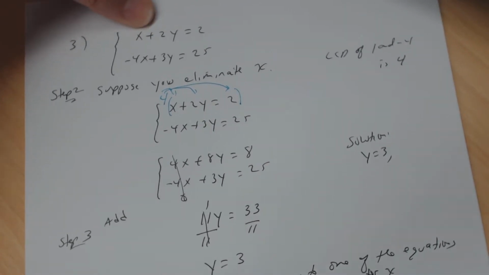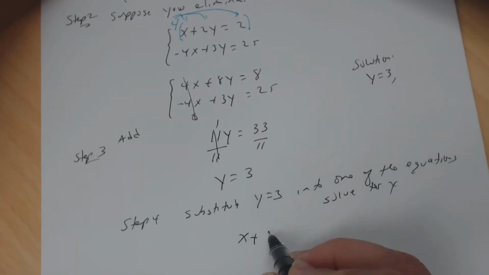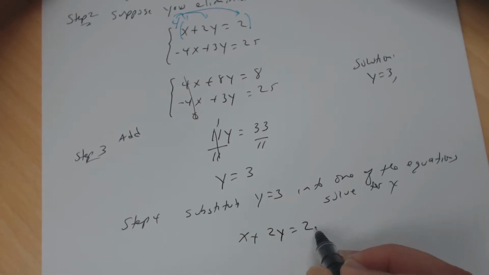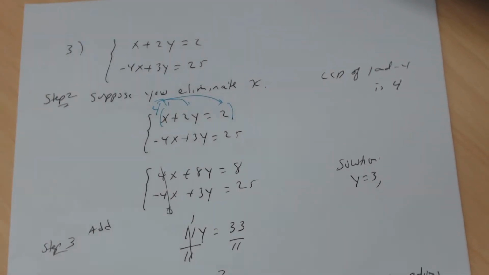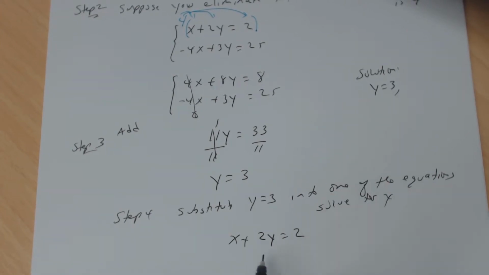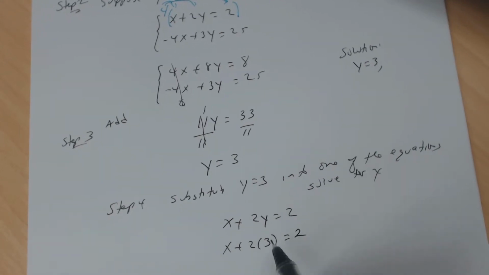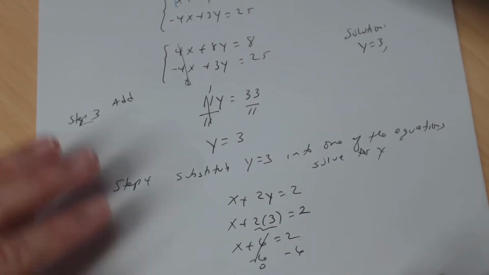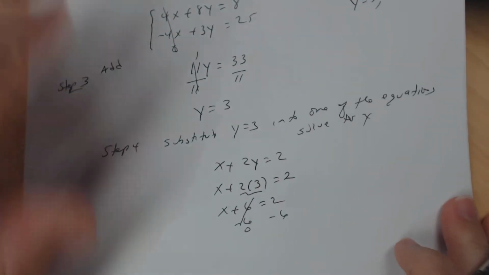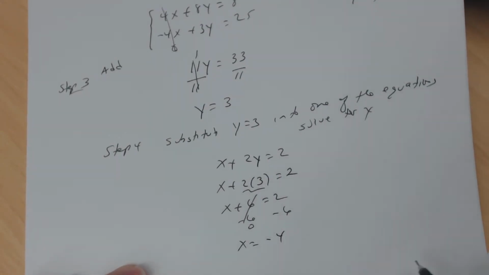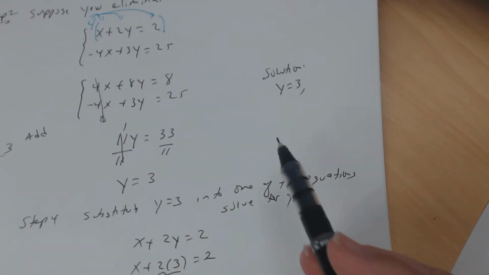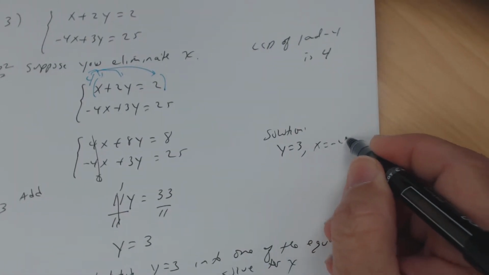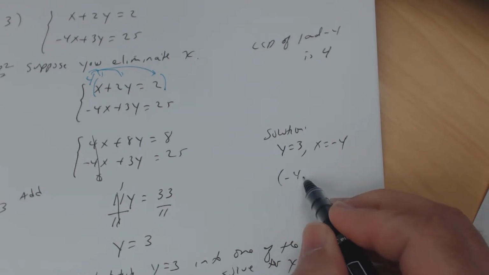I'm going to pick the first one. x plus 2y equal 2. In place of y, I'm plugging in 3. So I get x plus 2 times 3 equal 2. So this is 6, so x plus 6 equal 2. Subtract 6 from both sides. Combine like terms. I get x to be negative 4. So I found my solution: y equal 3, x equal negative 4. As an ordered pair, it will be negative 4, comma 3.